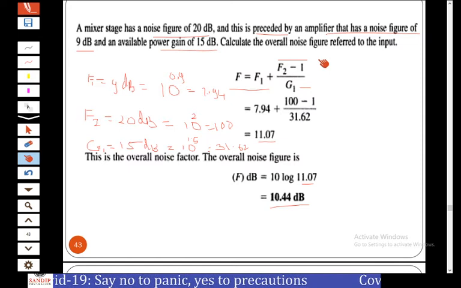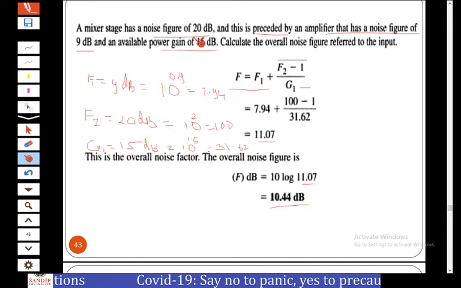Now this is our Friis formula for this case: F equals F1 plus F2 minus 1 upon G1, where F1 is the noise factor of this amplifier, F2 is the noise factor of the mixer stage, and G1 is the power gain of this amplifier. Now this formula is in the form of noise factor, and we know the difference between the noise factor and noise figure.